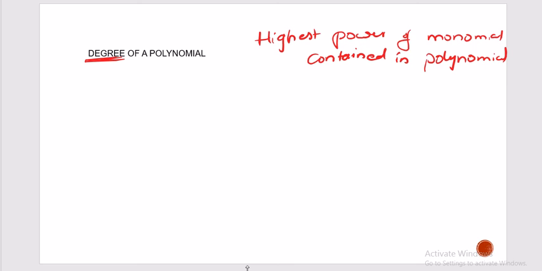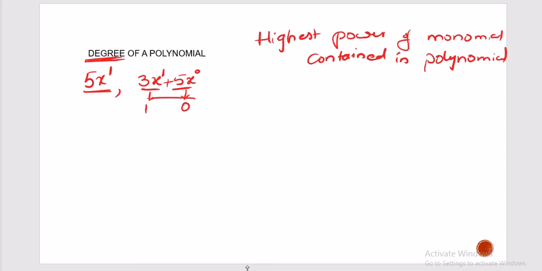Based on degree, we have different names for each polynomial, right? Suppose I consider 5x. This 5x contains only one monomial, and this monomial has power 1. In the same way, if I consider 3x plus 5, here we have two monomials. One monomial contains x power 1, and the other doesn't have x, which means it has x power 0. So the power of this monomial is 1, and the power of this monomial is 0.